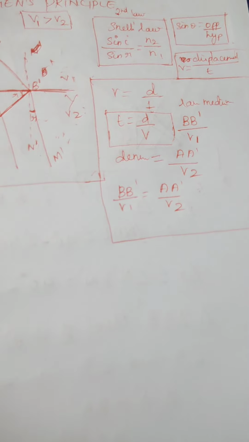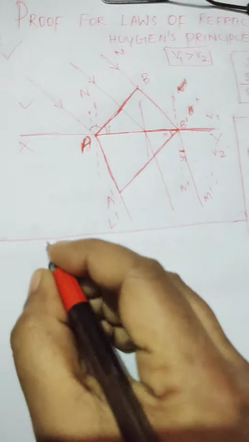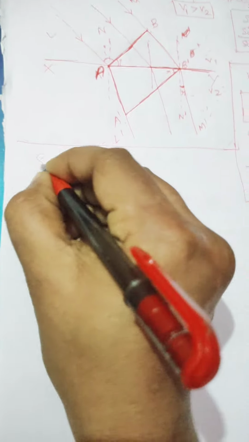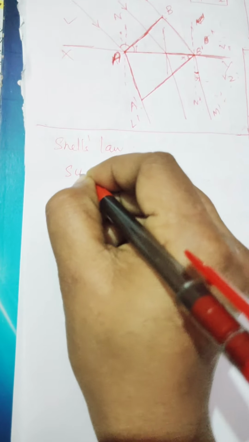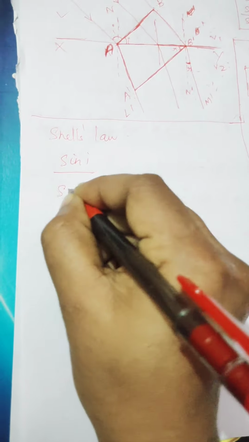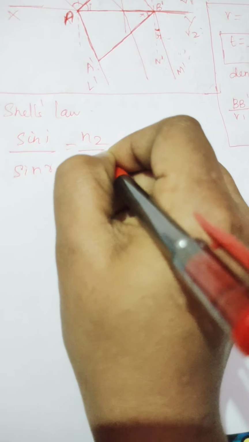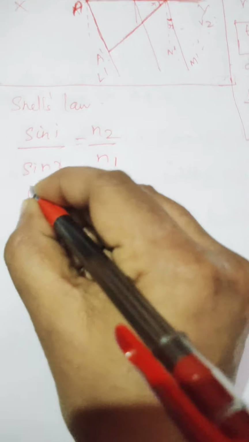Now we'll go for Snell's law, because the second law we need to prove using Huygens' principle. So what is Snell's law? Sin i divided by sin r is equal to n2 by n1. First we will see about the incidence.